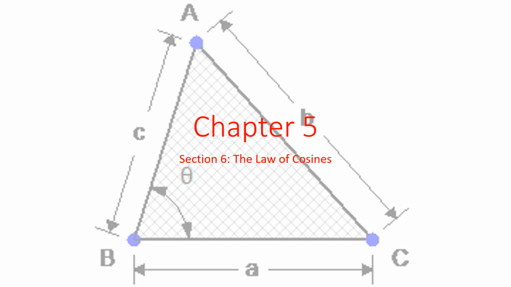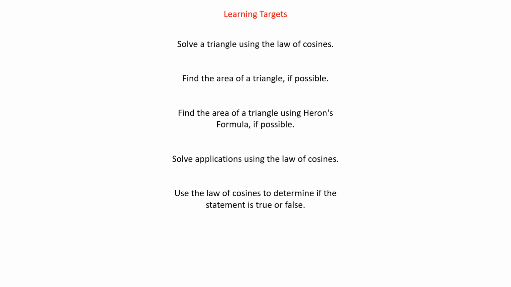non-right triangles, but it was fairly limited because it didn't allow us to solve if we didn't know an angle and the side opposite. The law of cosines will allow us to solve those side angle side triangles as well as when we only know all three sides. We can use it to find an angle and then solve the rest of the triangle. So we're going to look at that today.